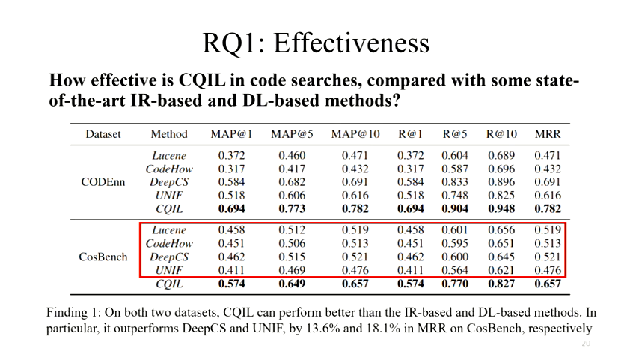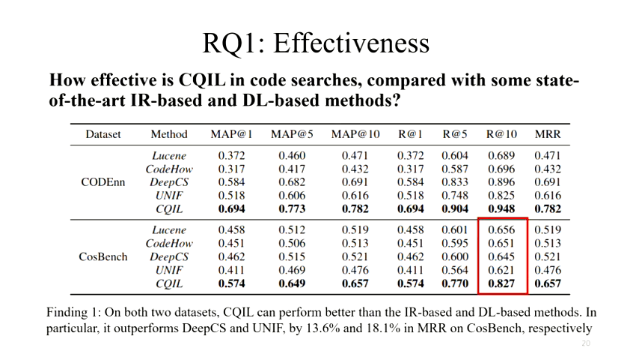On CoSBench, which is smaller than CodeNN, the IR-based methods are of similar performance to DeepCS, while better than UNIF. COIL outperforms the IR-based and DL-based methods and can increase their success rate top 10 value by 17%. Therefore, we have the first finding on both datasets. COIL can perform better than the IR-based and DL-based methods. In particular, it outperforms DeepCS and UNIF by 13% and 18% in MRR on CoSBench.